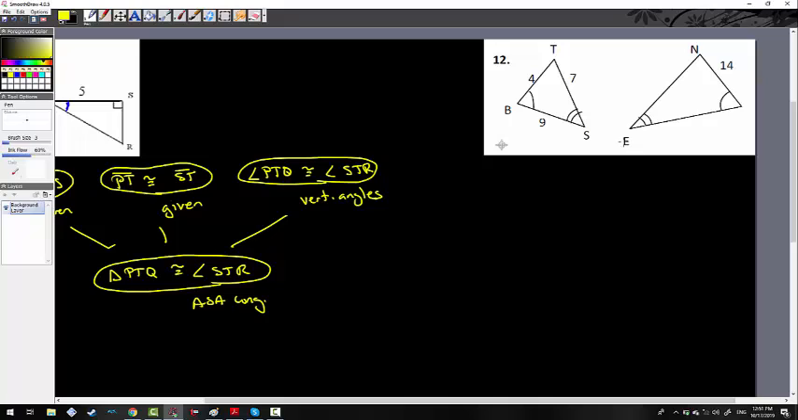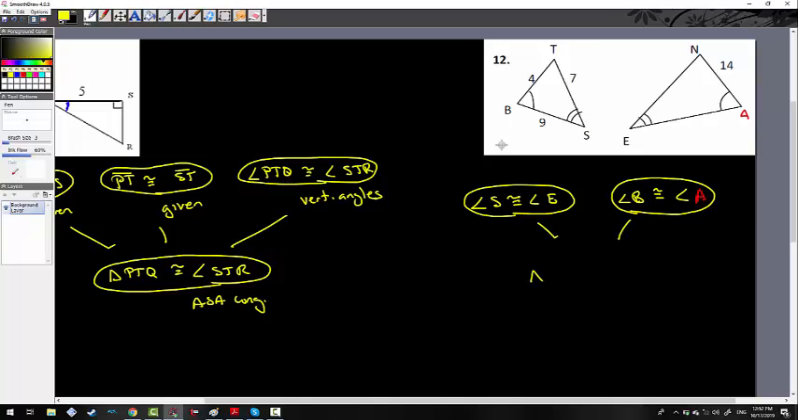Let's move on to number 12. This is now in the next section, proving triangle similarity. Well, what do I know about these triangles? I can say that angle S is congruent to angle E. And I can also say that angle B is congruent to this nondescript angle here. So why don't I just give it a name? I'll call it angle A. So I can put that down there. So based on that, at minimum, they might be congruent, they might not be, but at minimum, they're similar. So I can say that triangle BTS is similar to triangle, let's see, that would go ANE. And that's because of our good old buddy angle-angle similarity. Okay?